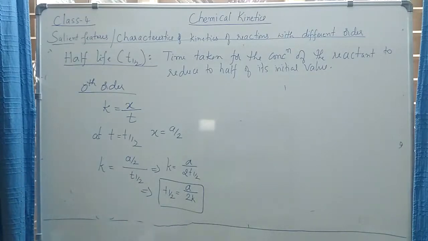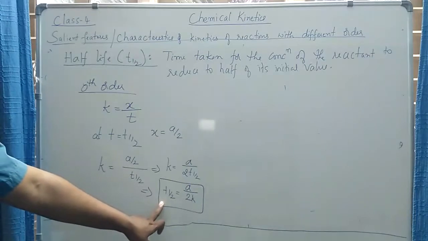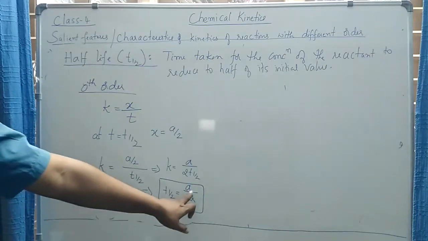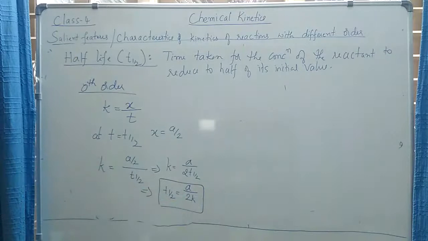Now look at this equation. How does half-life depend on initial concentration? Does it depend on concentration? Yes, it depends on the initial concentration. How does it depend? T half of a zeroth order reaction is directly proportional to the initial concentration. So greater the initial concentration of the reactant, greater is the half-life of the reaction. So for a zeroth order reaction, half-life is directly proportional to the initial concentration of the reactant.